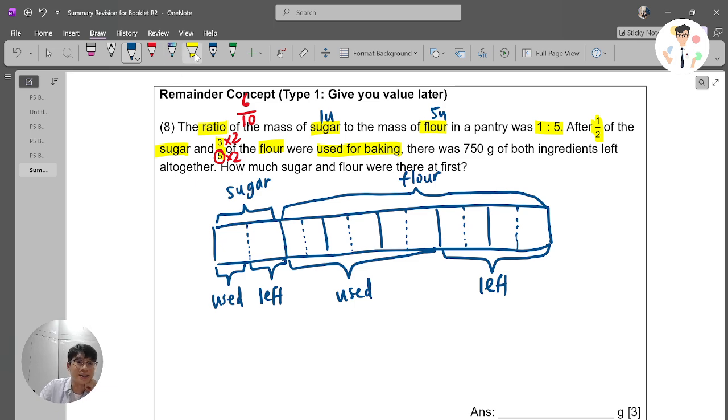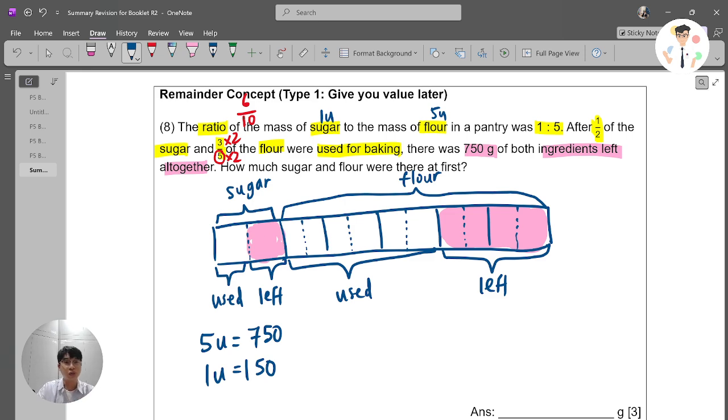Now I can actually see very clearly, right? What did I see? Here, 750 grams of both ingredients left altogether. That means this and this is actually that 750. Now, can you tell me how many units are here? 1, 2, 3, 4, 5. So it's 5 units. That means 5 units is 750 grams, then 1 unit is equal to 150.